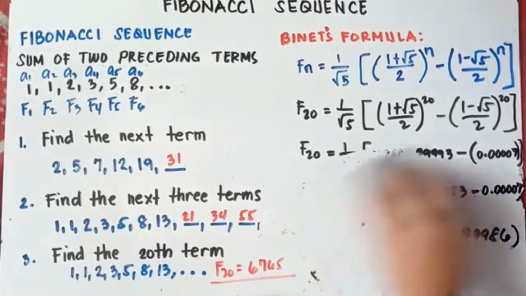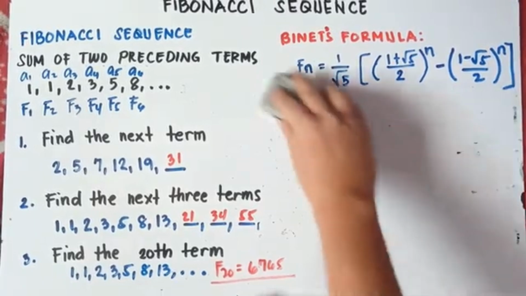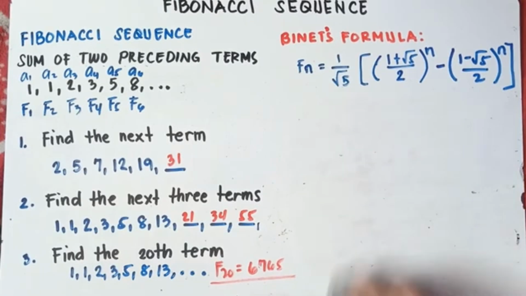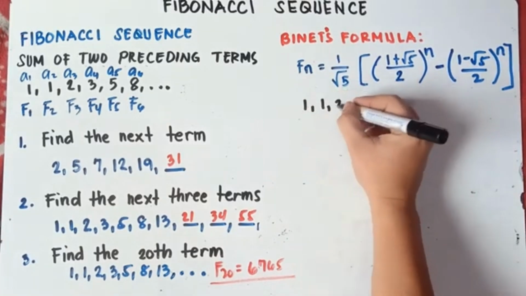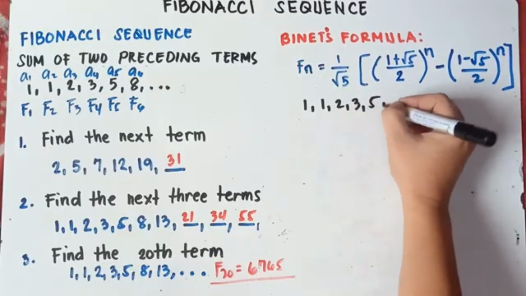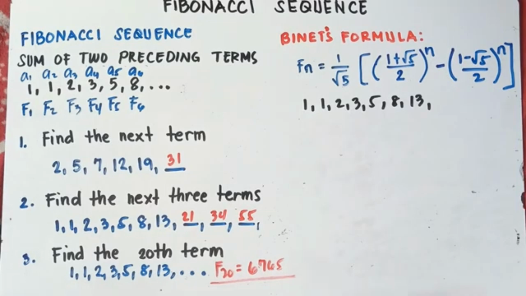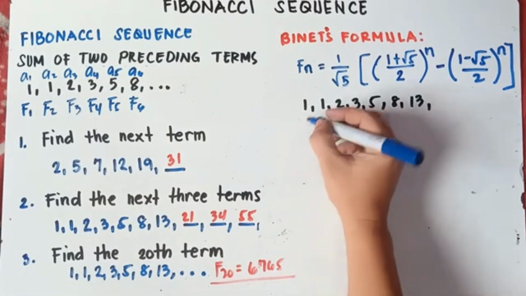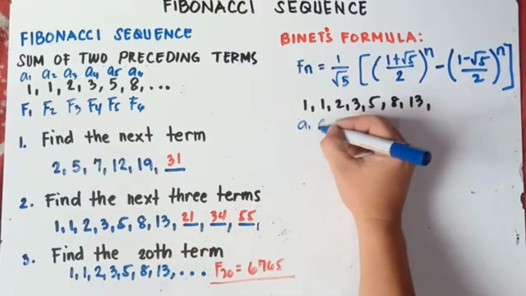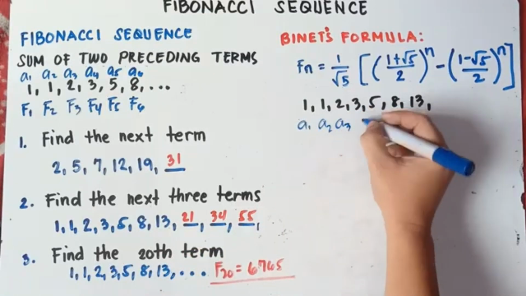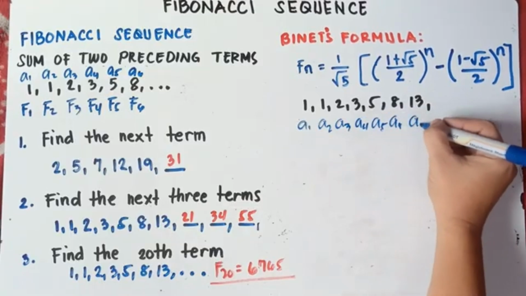Okay, so let me calculate this one manually. So we have 1, 1, 2, 3, 5, 8, 13. So this will be f sub 1, your first term. You're told to find the 20th term. Second term, third term, fourth term, fifth term, sixth term, seventh term.